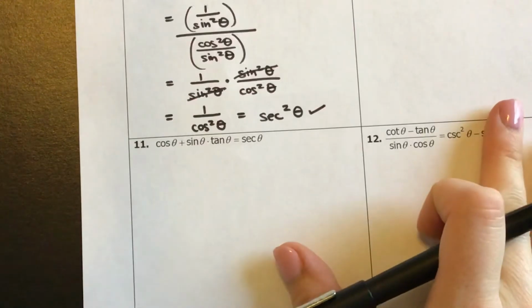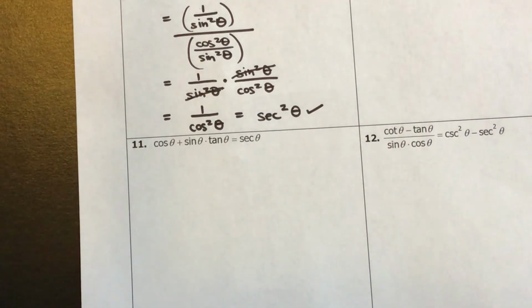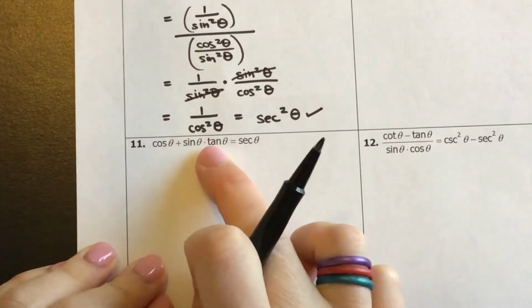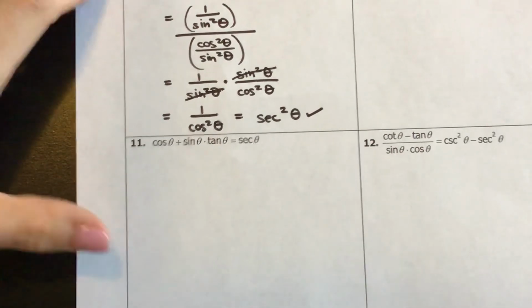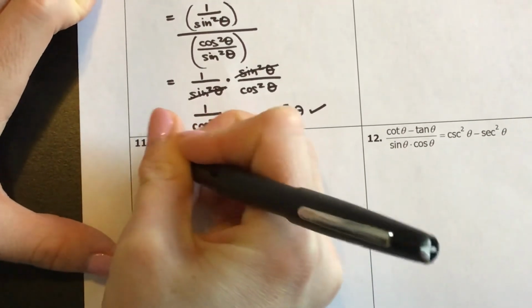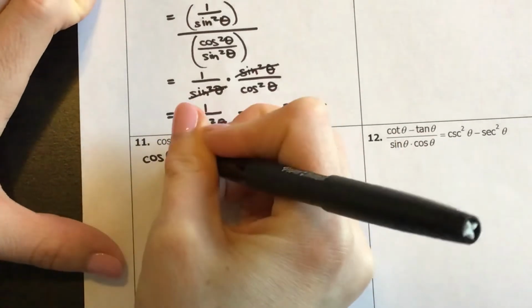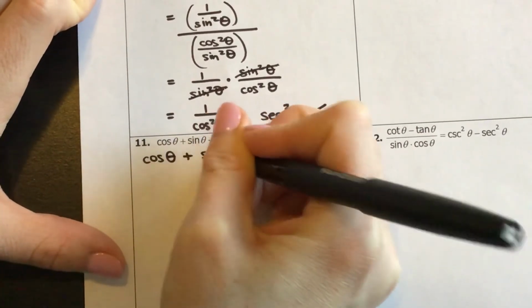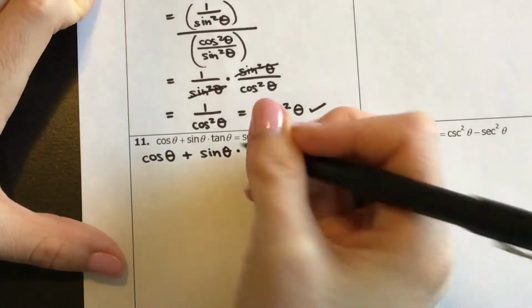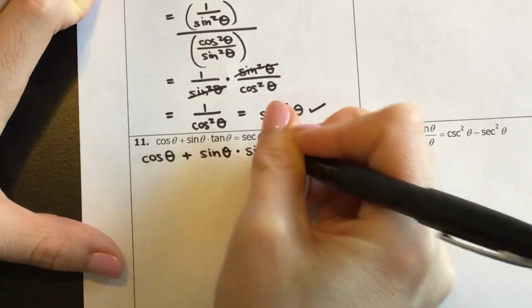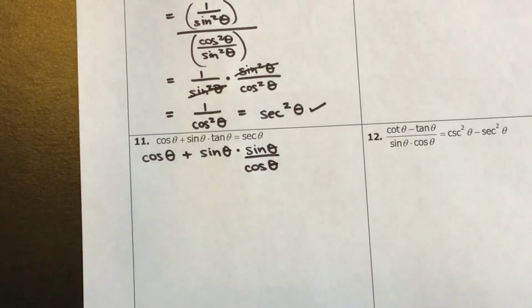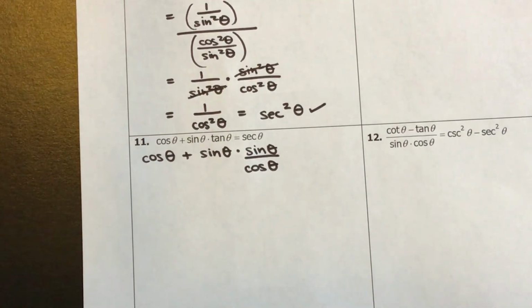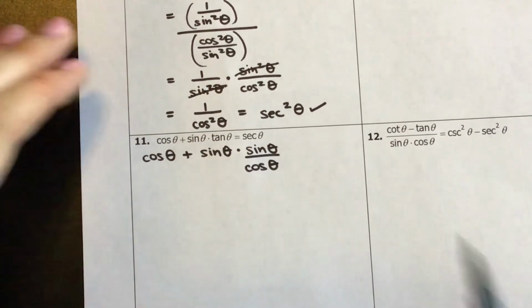All right, one last one, number 11. I would say the left-hand side is definitely more complicated. You just need all of this to equal this. Start by getting things in terms of sine and cosine completely. So I have cosine theta, which already is, plus sine times, now tangent is sine over cosine. Okay, so that's my left-hand side. Starting to work with that left-hand side, we're gonna work and work until it equals secant.